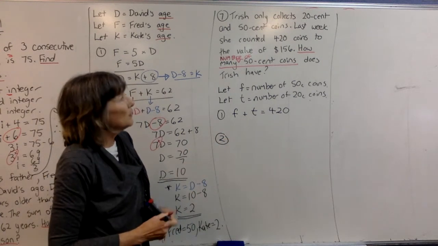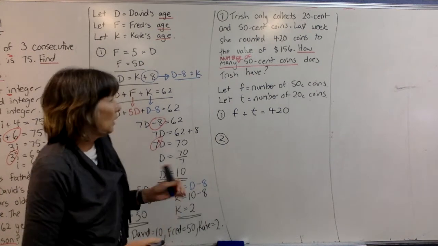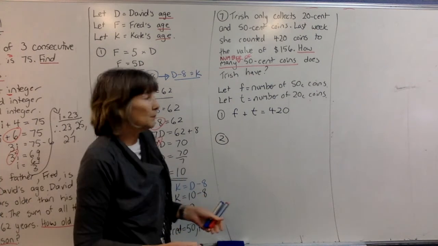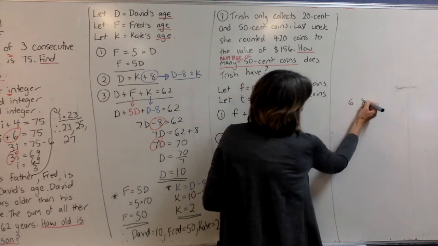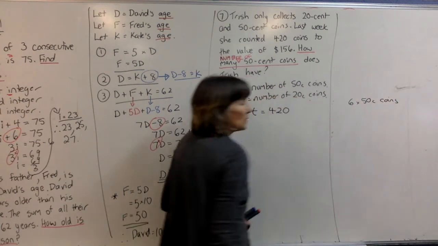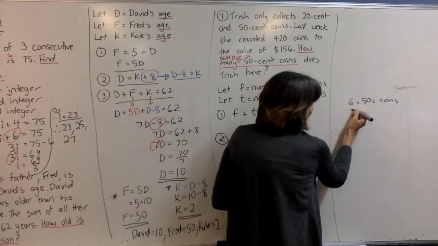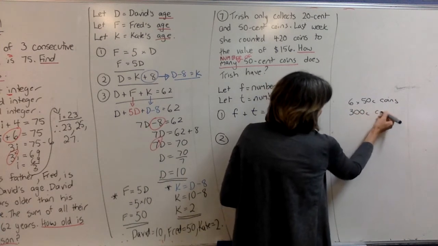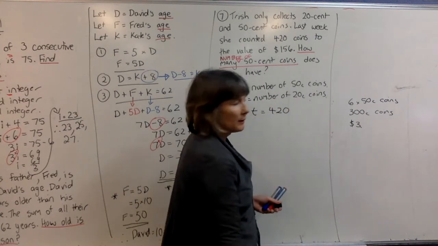The second thing we have is the value of the coins is $156. Okay, so what do we do there? Well, if you can imagine, if you had 6 50-cent coins, and we wanted to know how many dollars that was, we would multiply them and change it into dollars, right? So somehow we've got to get it to there.